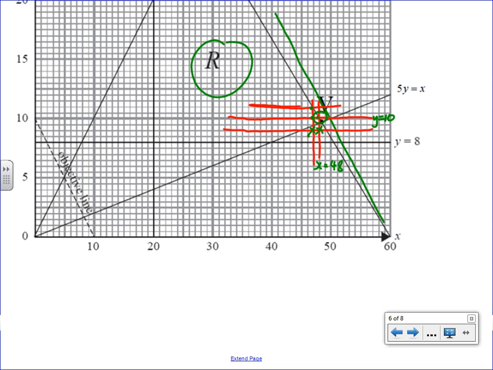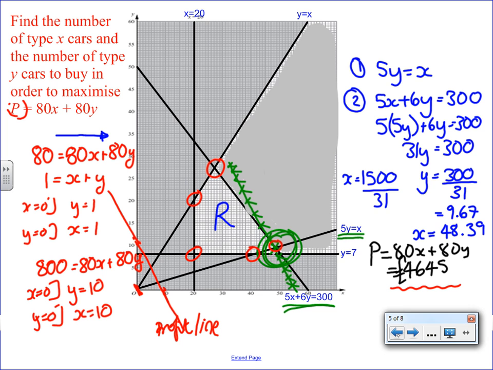So, provided that is in the region, which we could check just by using the inequalities that you'll see in the next video, then the actual maximum profit is 48 and 10. If we compare that to what we got a minute ago, we said 48.39, we're now going down to 48. And the 9.67 is going up to 10.